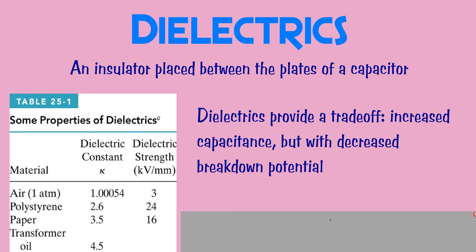That breakdown potential or breakdown voltage is related to this dielectric strength value that you see in our chart here. And you'll see that it's in kilovolts per millimeter. So it depends on how thick your dielectric is.